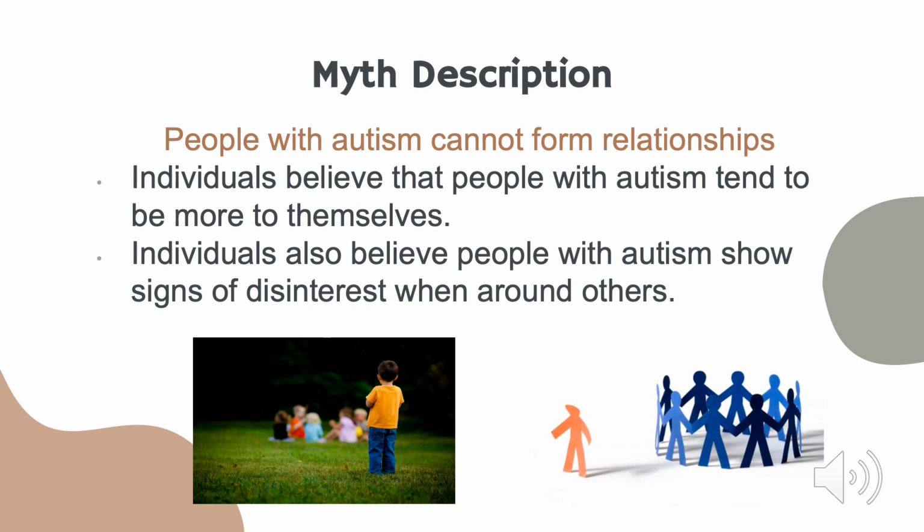So for the myth description, people with autism cannot form relationships. So that's our myth, and individuals believe that people with autism tend to keep more to themselves since they struggle socially and feel they are different from everyone else. However, they are capable of having friendships and relationships with others as any other individual that does not have autism. Individuals also believe people with autism show signs of disinterest when around others. At times, they are not used to being around others that may or may not have the disability, which goes along with that struggle of socializing.